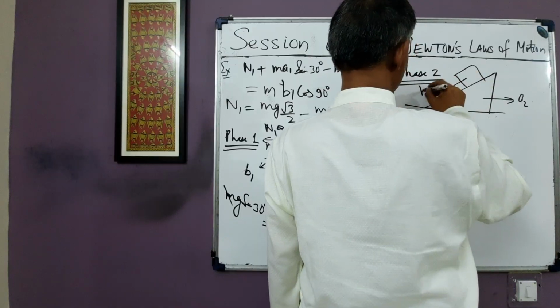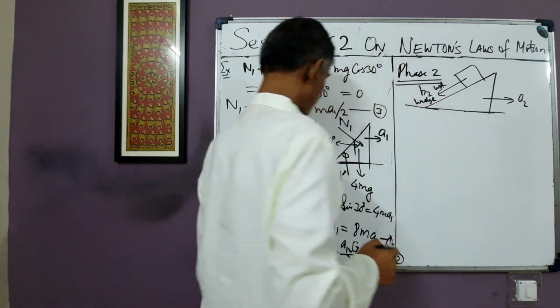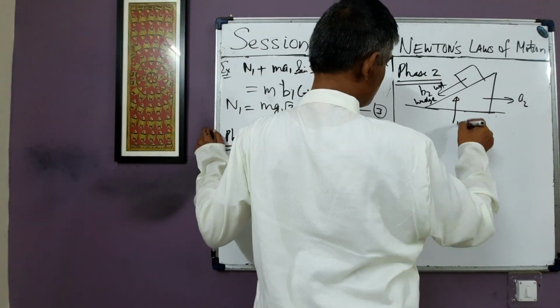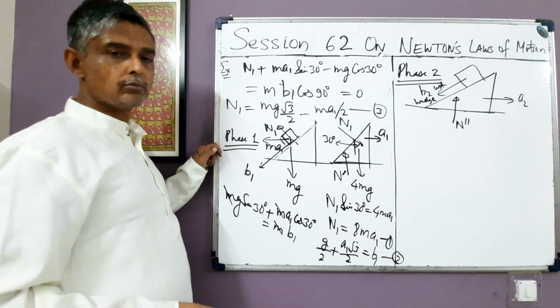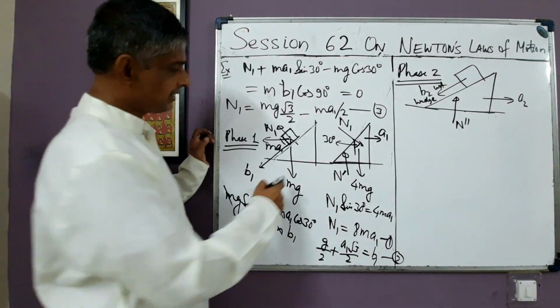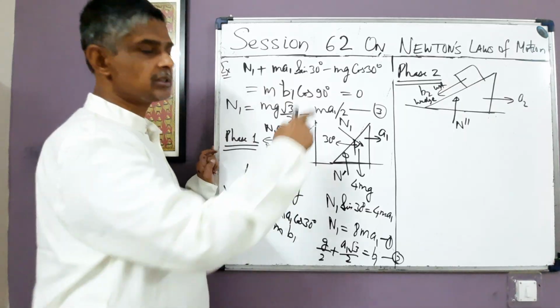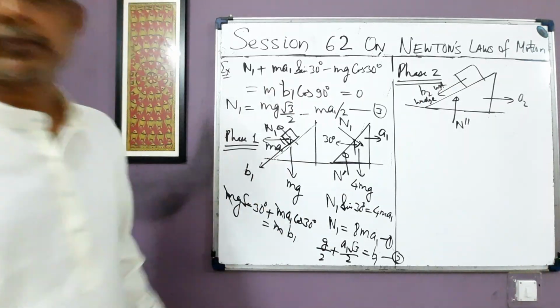Suppose the block has an acceleration of v2 with respect to the wedge. Suppose the ground exerts a normal force n double dash on the wedge during the course of downward motion of the block. See, n dash and n double dash, they will all be the same. A1, A2, they will all be the same. But still, for the sake of explanation, I am assuming different symbols. I am explaining it.